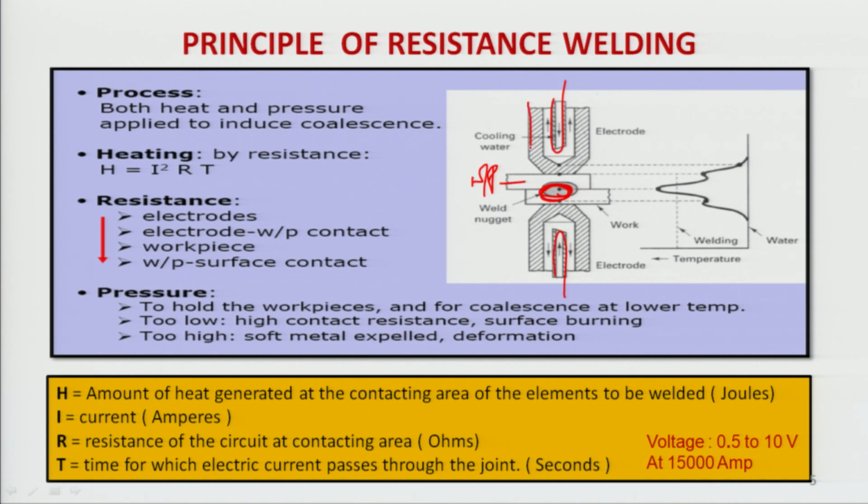You can see this is the electrode, fine. So, what is happening when you are bringing the workpiece in between the electrodes? The process depends on a formula called H is equal to I square RT. Both heat and pressure are applied to induce coalescence. So, resistance is produced.